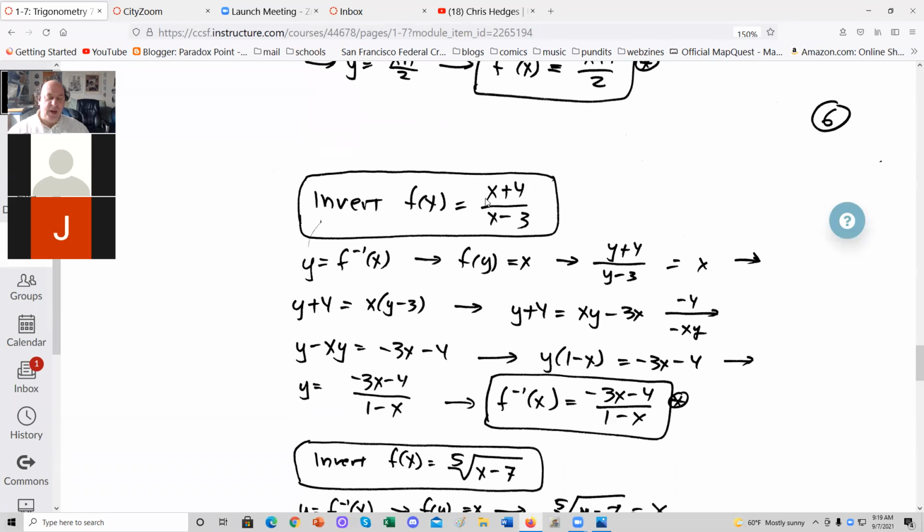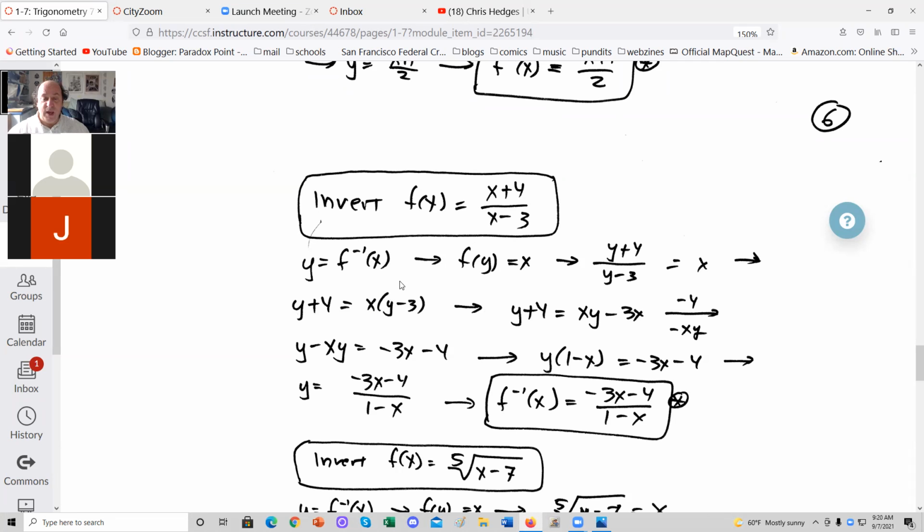This one's a little more tricky because we have to do some serious algebra. Invert f equals x plus 4 over x minus 3. So f of y equals x, y plus 4 over y minus 3 equals x. So we need to solve for y. And that's tricky because here it is in 2 places. And besides, this is in the denominator. Okay, first thing we do is transpose the y minus 3, so we have no more divide signs. That's good. y plus 4 equals x times y minus 3.